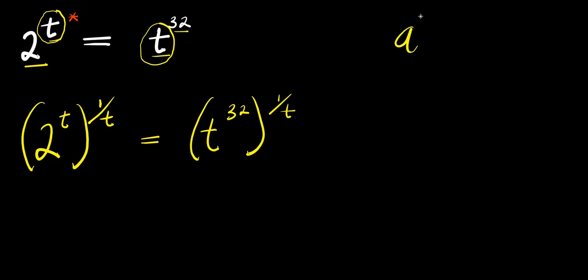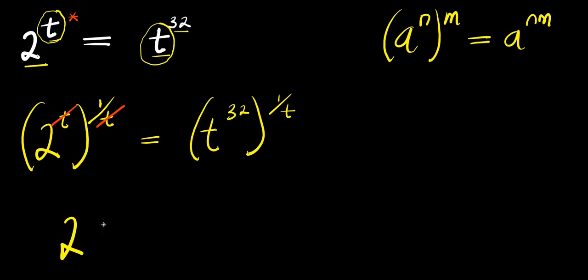Now consider a power m, raised to the power n, equals a power m times n. So t cancels t, and this will give us 2 equals t power 32 divided by t.